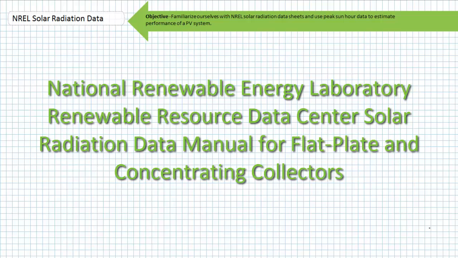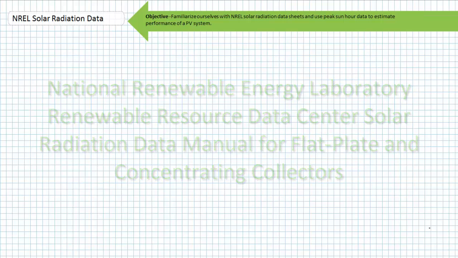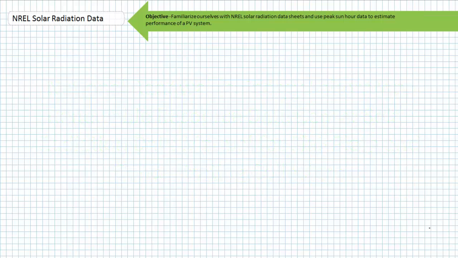Since the 47-syllable term National Renewable Energy Laboratory Renewable Resource Data Center Solar Radiation Data Manual for Flat Plate and Concentrating Collectors does not easily roll off the tongue, we'll content ourselves with the initials NREL, RREDC. It's easy to see how the Solar Radiation Data Manual then got abbreviated into NREL Redbook data. Be aware, it's not red, nor is it a book. It's information that's freely available on this thing called the Internet. Perhaps you've heard of it.